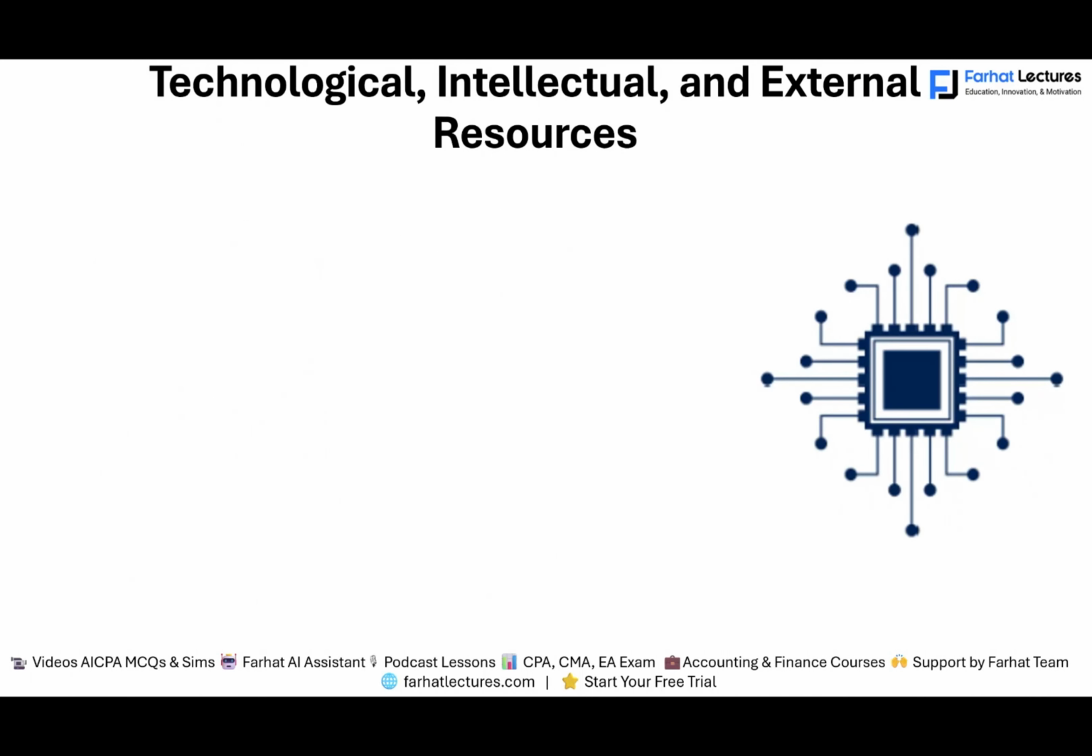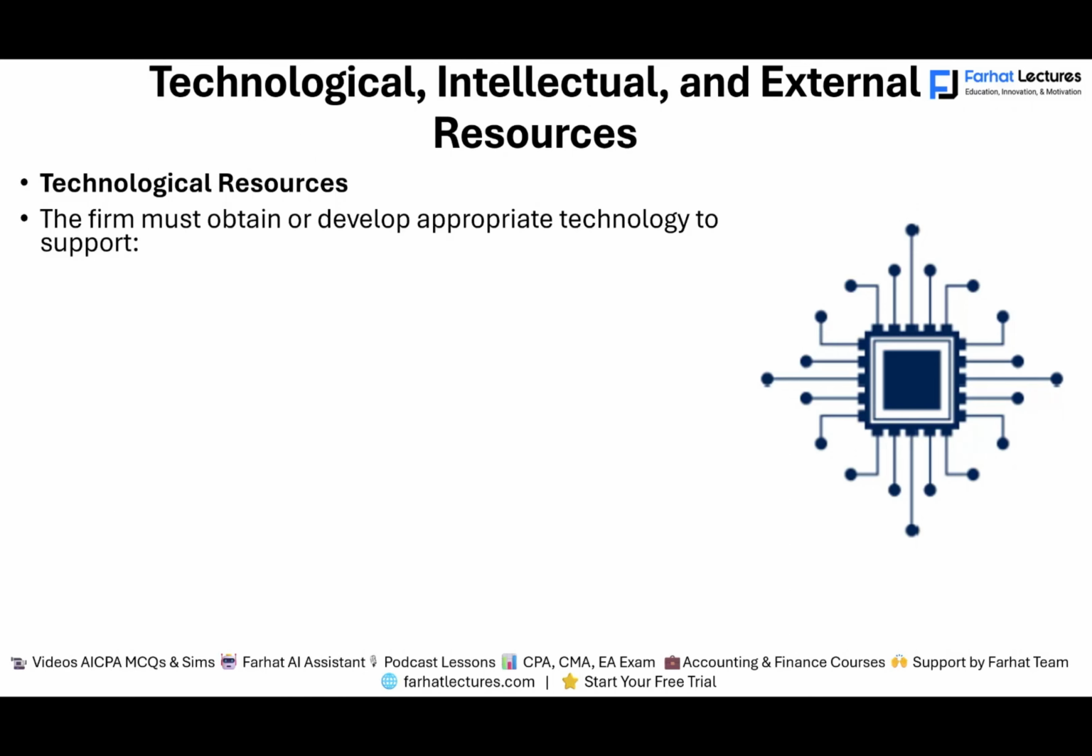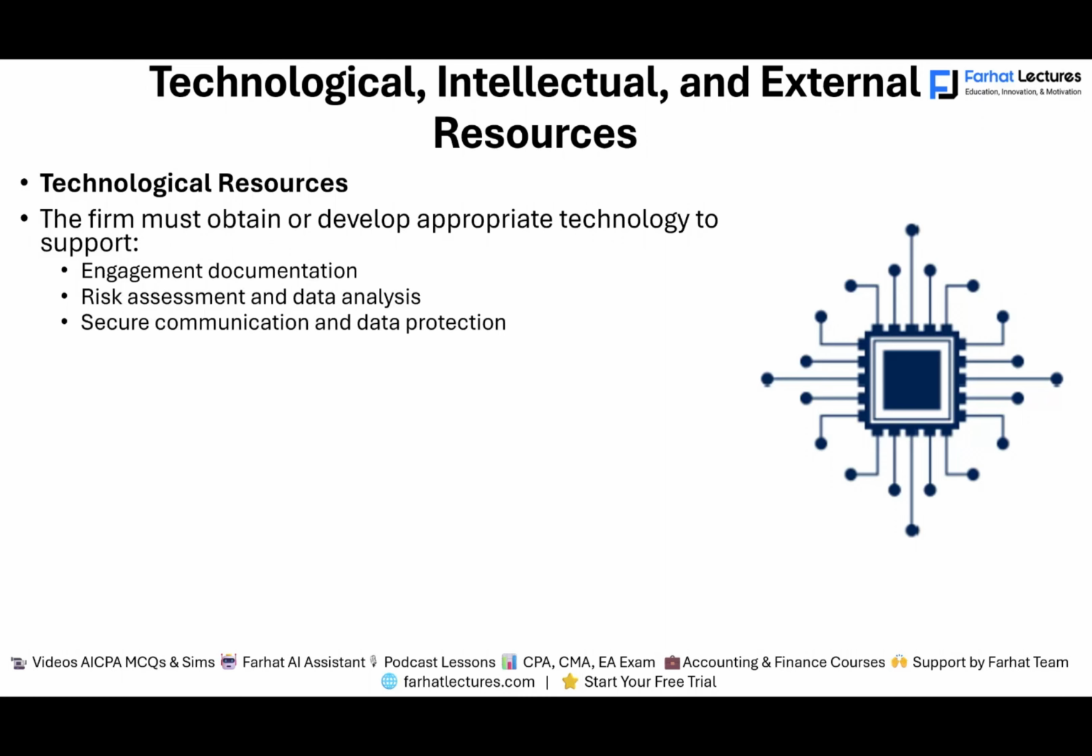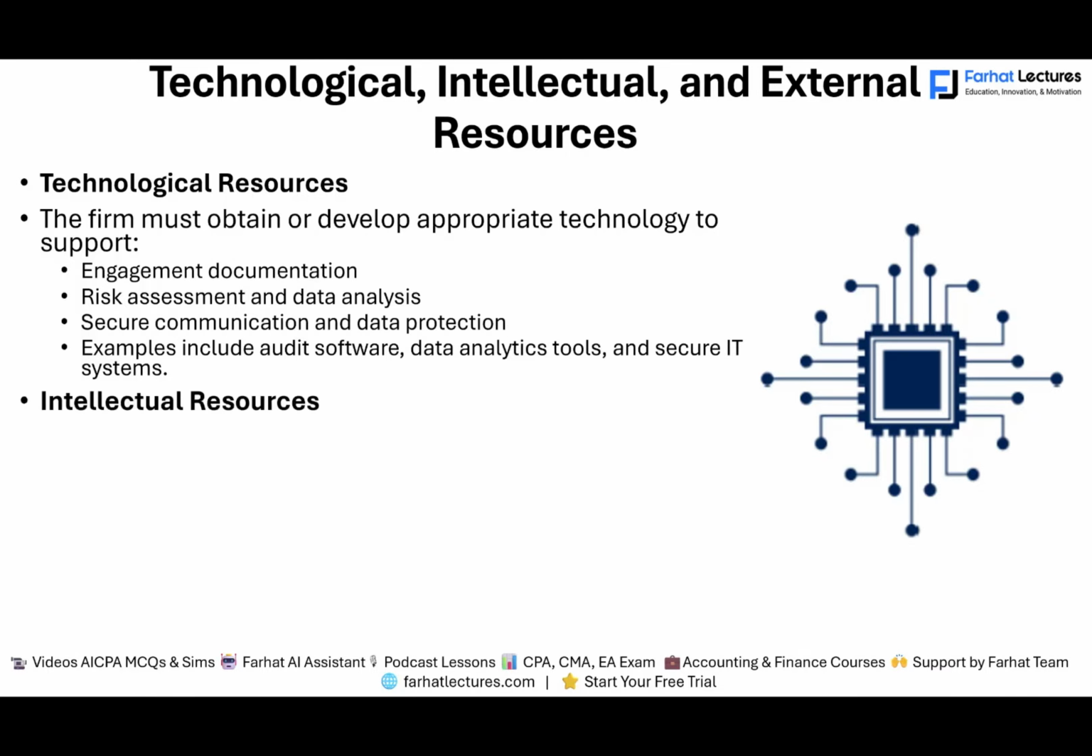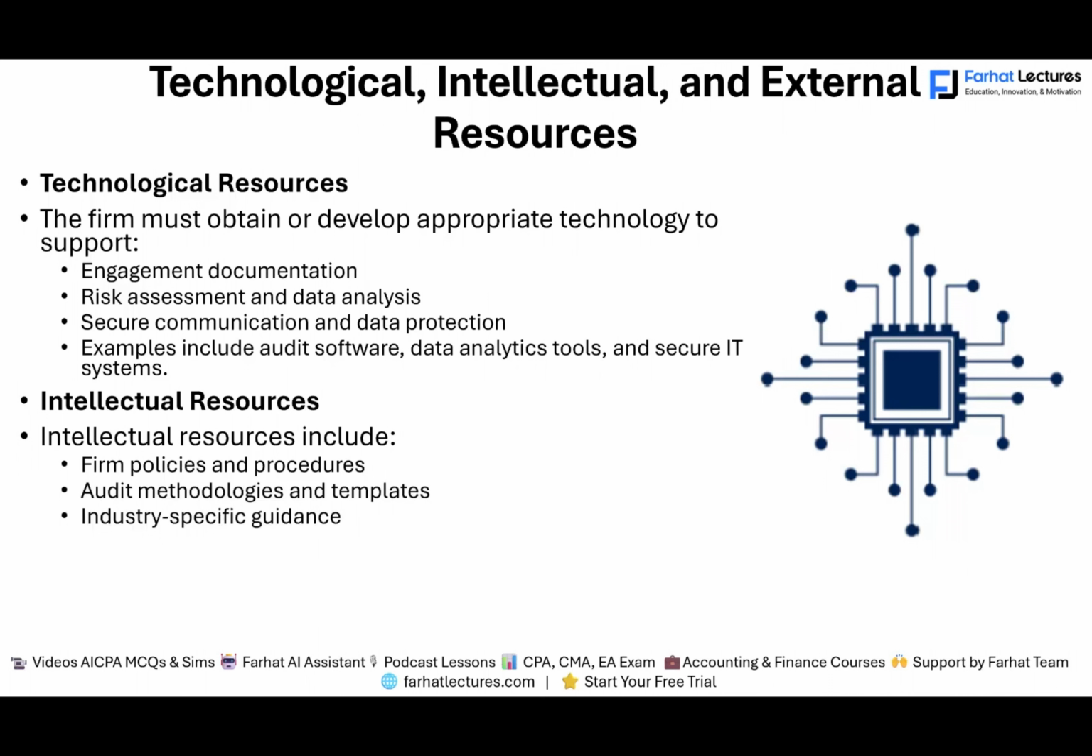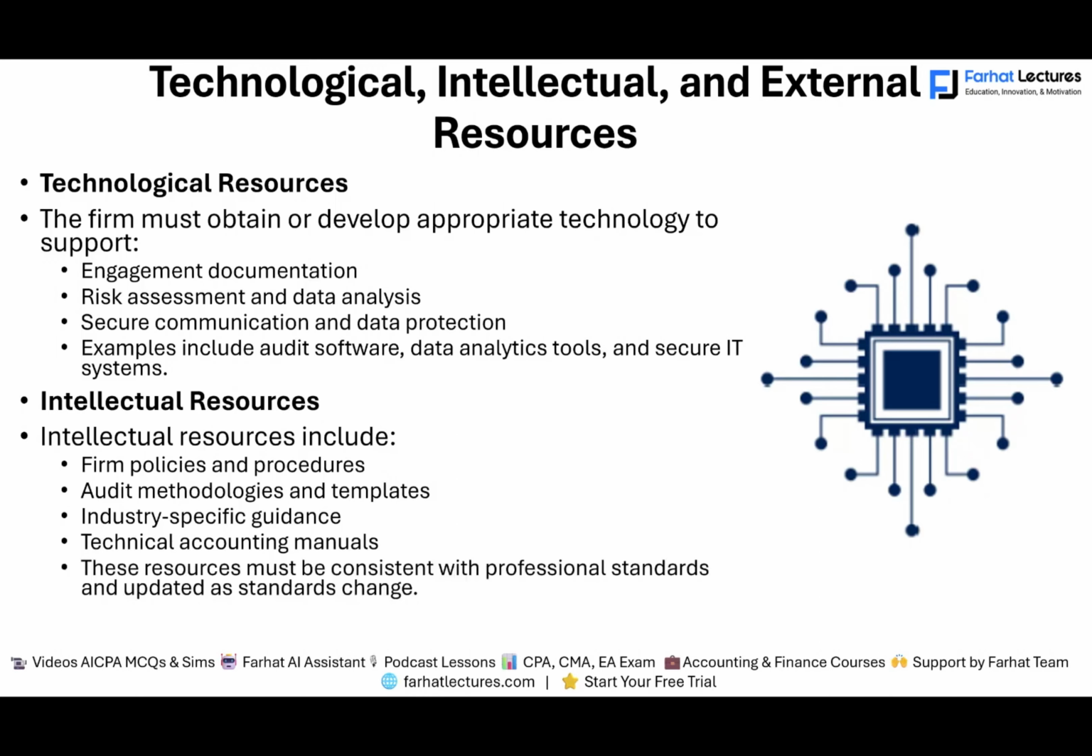How about technological, intellectual, and external resources? Those are resources. You need technology. The firm must obtain or develop the appropriate software to document the system, risk assessment and data analysis. We must have secure communication and data protection. We must have the proper audit software and data analytics, secure IT systems. We cannot function without those. Intellectual resources like what? Firm policies and procedures, audit methodology, industry-specific guidance, technical accounting manuals. Those are what you need as information. These resources must be consistent with the professional standards and updated, because rules do get updated.